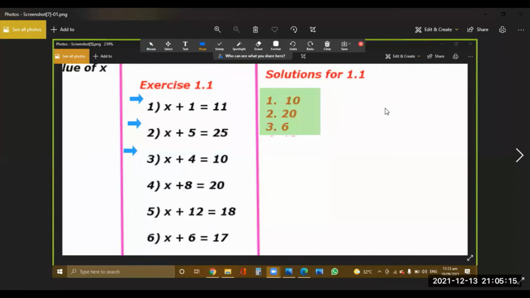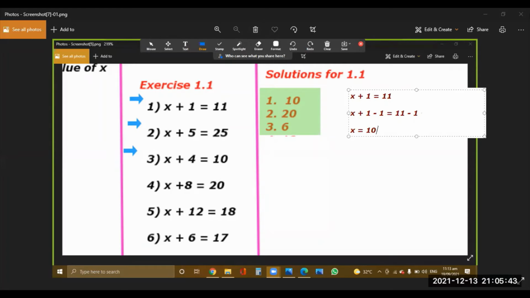Alright, so the solutions for this here, right? X plus 1. What you would need to do, I should probably show you the working for the previous one, just so you can be sure. So you'll have x plus 1 is equal to 11. So what I would need to do, we want to get rid of plus 1, right? So we have to minus 1 on both sides of the equation. So obviously the 1 would be eliminated there, and x would be equal to 11 minus 1, which is 10.